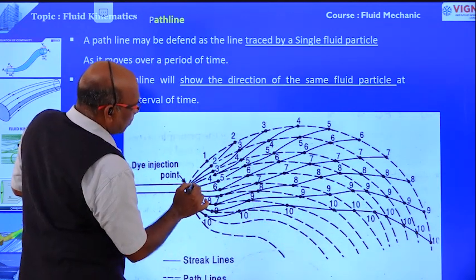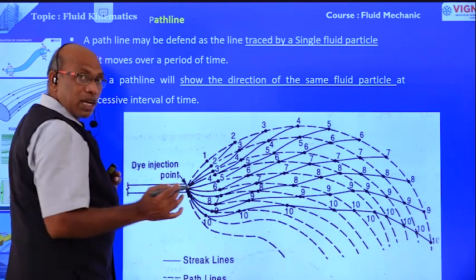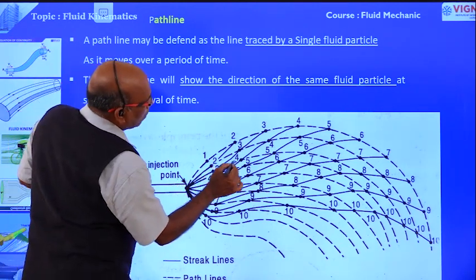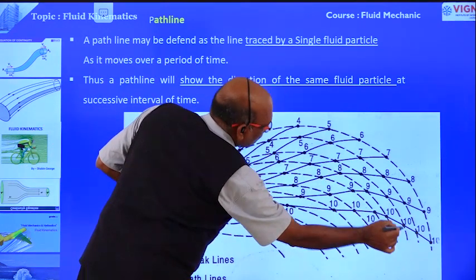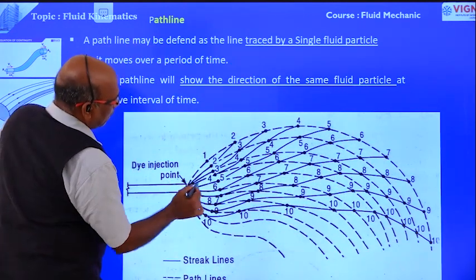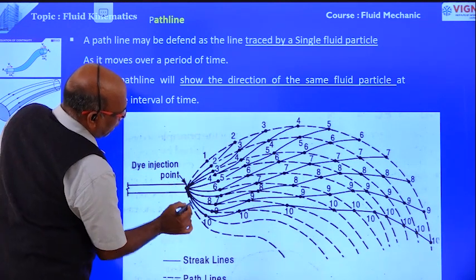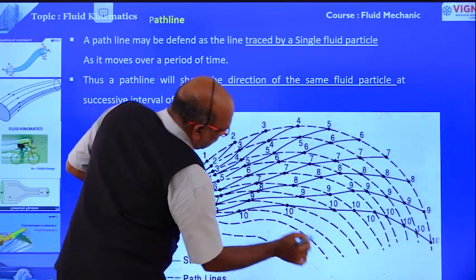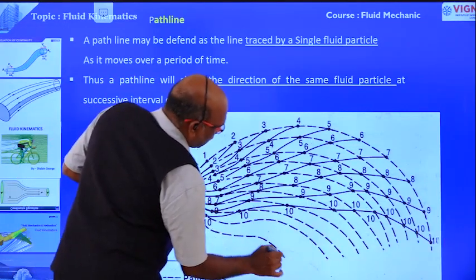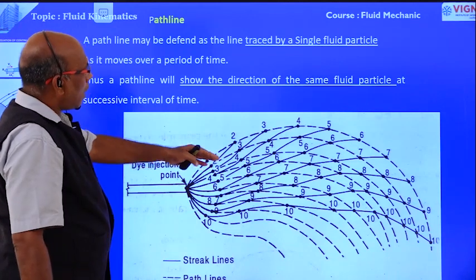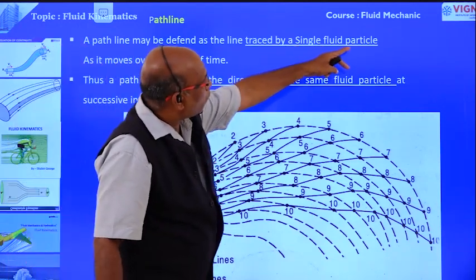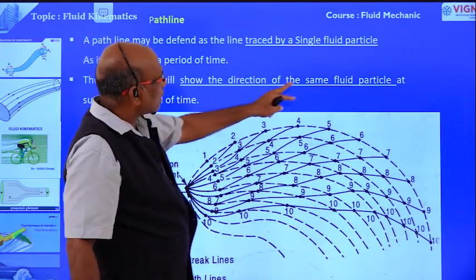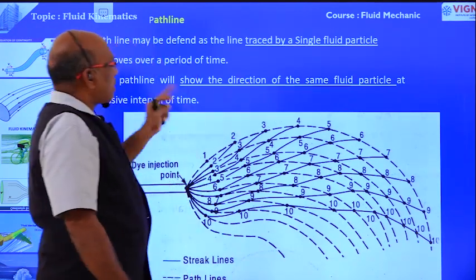Say we take the time interval equal to 1 minute. This is the same fluid particle and this is its direction. Like that, 10 time intervals we have taken. This is the last position of the fluid particle and its direction. But as I already told you, the path line is traced by a single fluid particle moving over a time period, and shows the direction of the same fluid particle at successive time intervals.